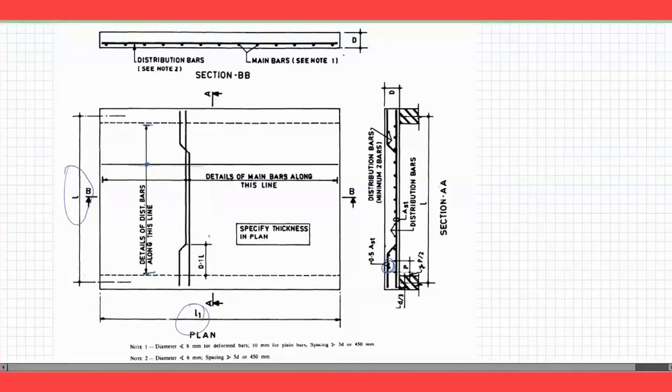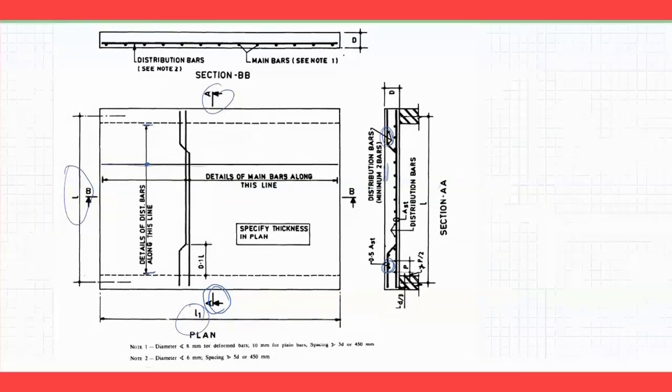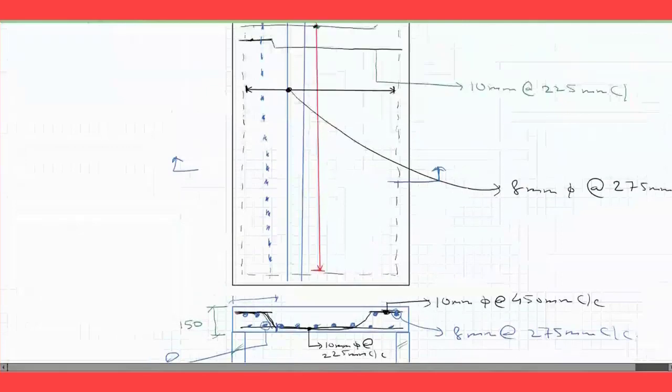Now, if you see section AA, here you can see this is the section AA which has been made. And here also they have given certain guidelines, like you can see distribution bars on the bottom, and also a distribution bar which has been provided in the top, and it is written distribution bar minimum has to be 2. So minimum 2 bars have to be there as distribution bars on the top side. If it is more than that, that is fine. So based on this, I had made this diagram, which is satisfying your SP34 criteria.